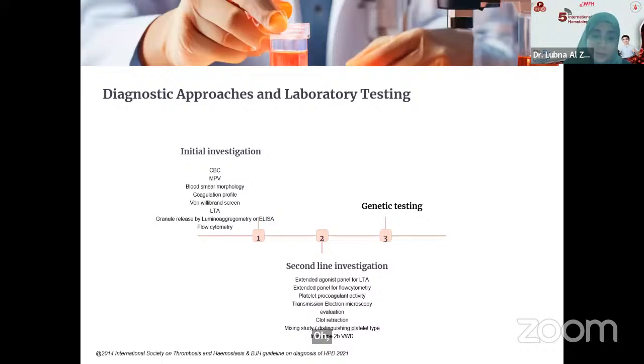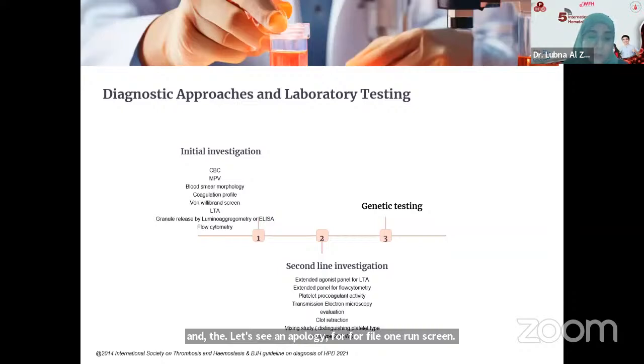So now to the laboratory testing part in our diagnostic approach of inherited platelet disorder. It has been recommended by the International Society on Thrombosis and Haemostasis in the guideline they published in 2015, with initial investigations and second-line investigations. However, I have modified this with the British Society for Haematology guidelines published recently in 2021. The initial investigation starts with a simple CBC and mean platelet volume, blood smear morphology, coagulation profile, bone blood screen, and light transmission aggregometry with granule release by lumiaggregometry, and flow cytometry.